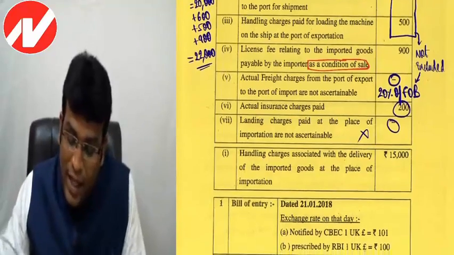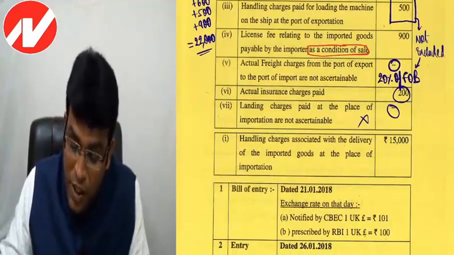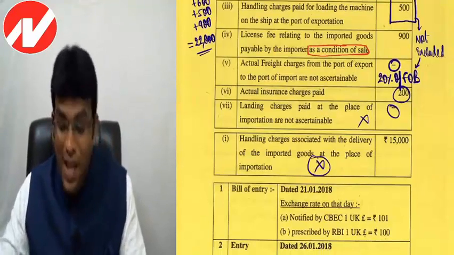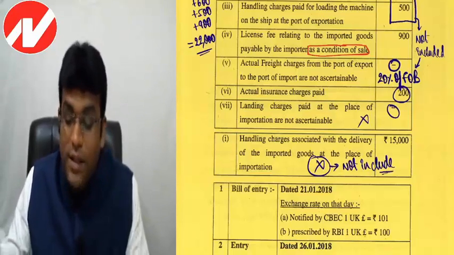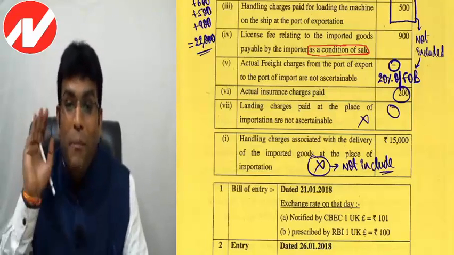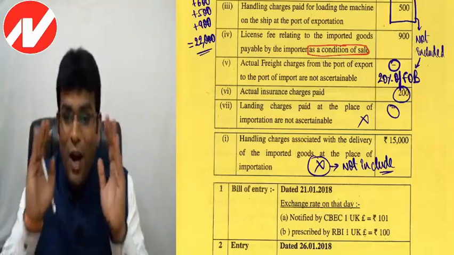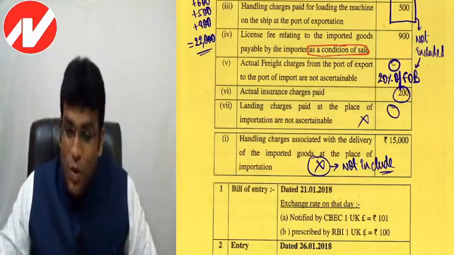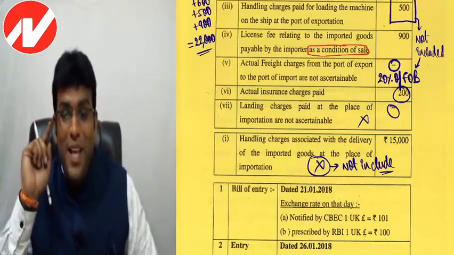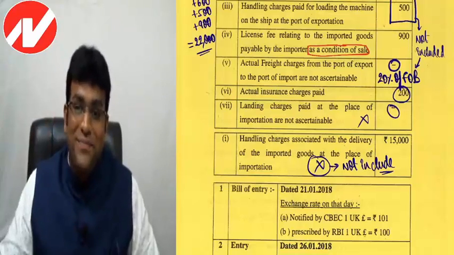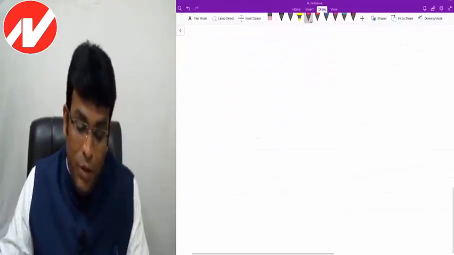Next, handling charges associated with delivery of imported goods at the place of importation. This we will not include. The reason is very clear, my dear friends: we will consider only that cost up to the place of importation. But if any cost is incurred at the place of importation, that is not considered. Clear, friends? I repeat one more time.